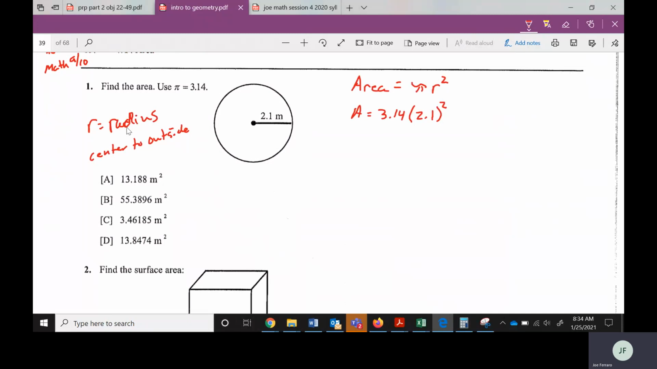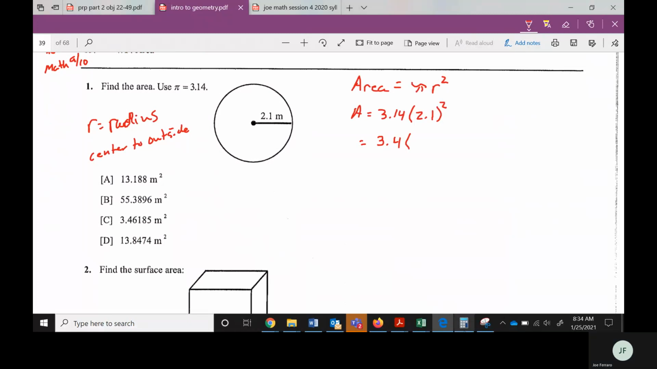Now the key to this isn't that hard if you have a calculator, but the key here is order of operations. The common mistake is going to be taking 3.14 times 2.1 and then squaring that. You can't do that. Order of operations says exponents first, then times 3.14. So we're going to leave this here. You're going to do 2.1 squared.